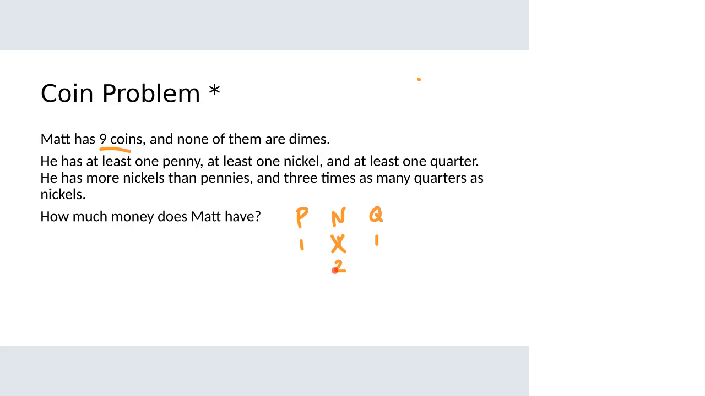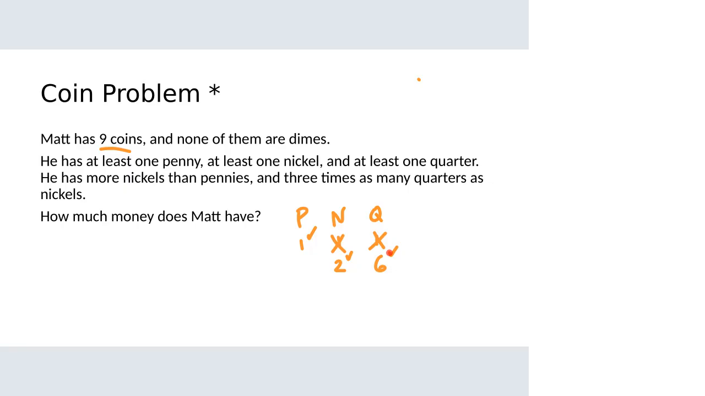That would be more than the pennies, and 3 times as many quarters as nickels. Well, if the nickels is 2, and I may not be right about that, it might be 3 or 4 or 5. I just know he has more nickels than pennies, but if it's 2 and he has 3 times as many quarters as nickels, then that means he's got 6 quarters. 2 times 3 would be 6 quarters. And now we've got 1 penny, 2 nickels, 6 quarters. That's 9 coins. That's exactly what we were after.